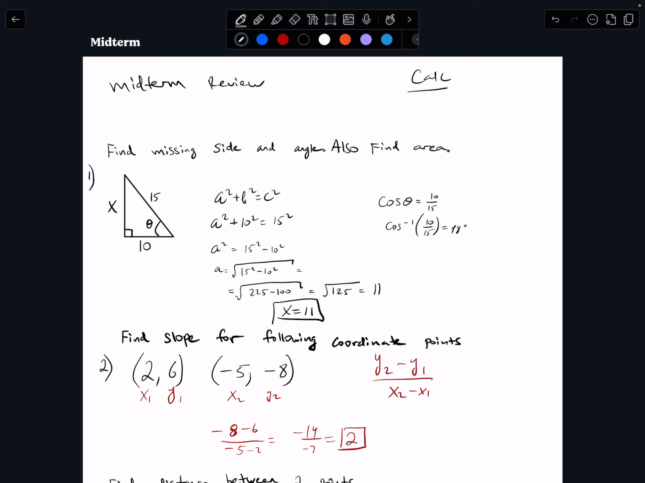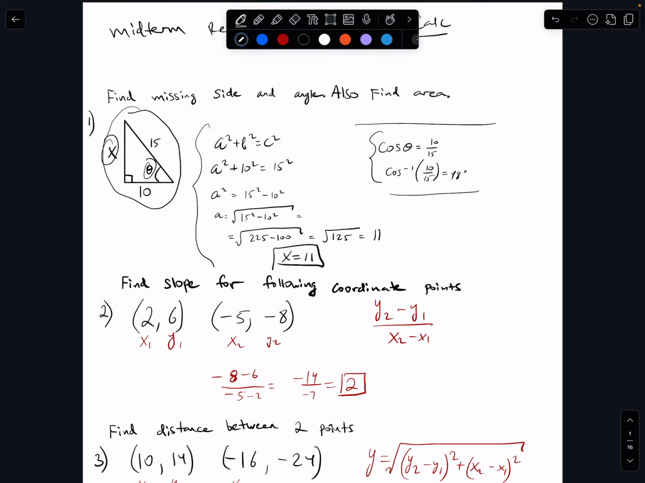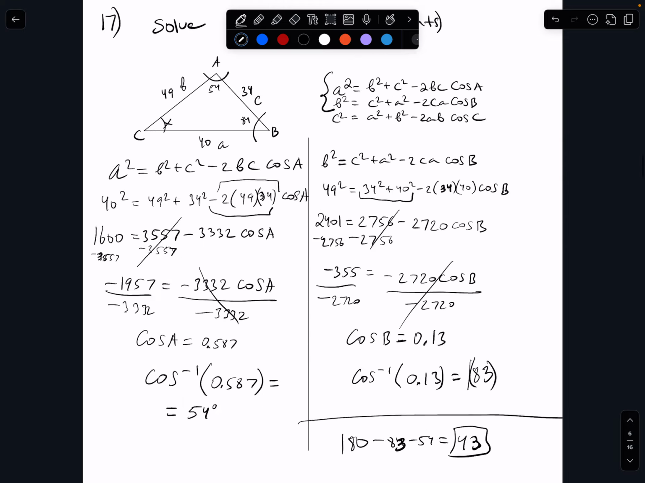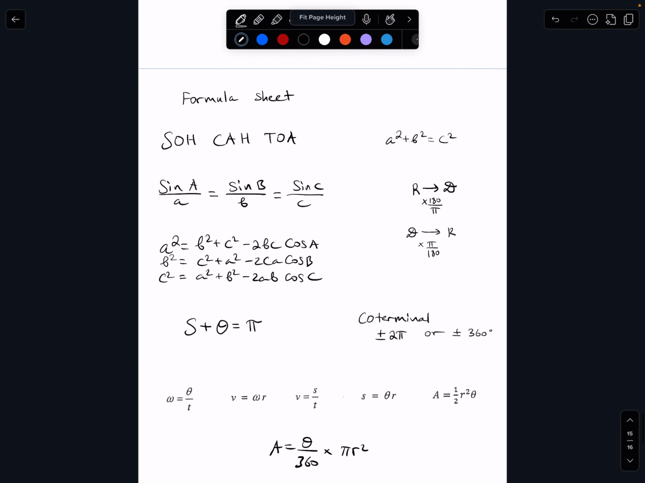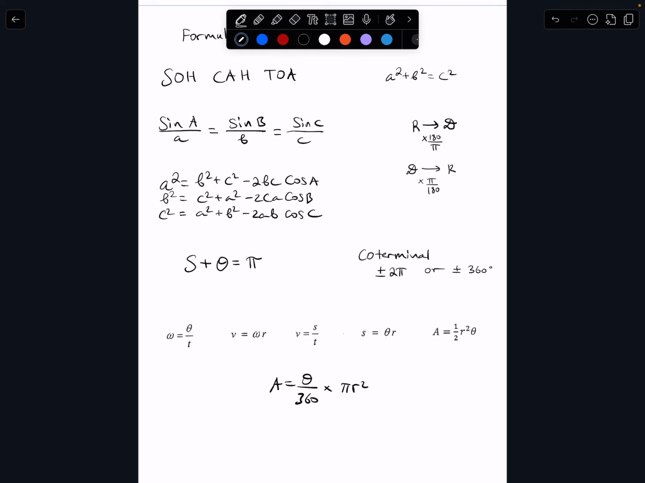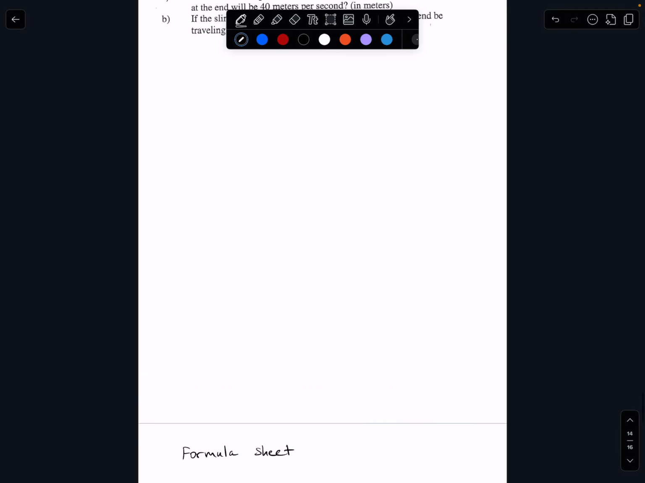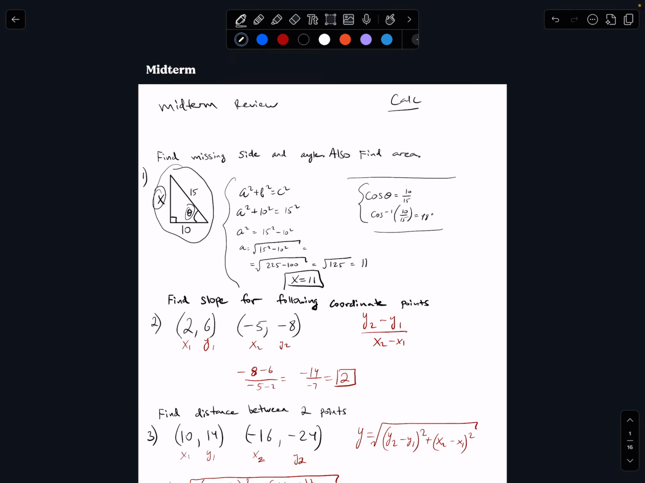Question one, I'll give you a right triangle. I'll ask you to find a side and to find an angle. So again, a squared plus b squared equals c squared, and then you'll use your trigonometric inverse function to find the angle. Please don't ask me anymore, but your formula sheet is going to be there. Everything's going to be there, so you'll have all your equations.